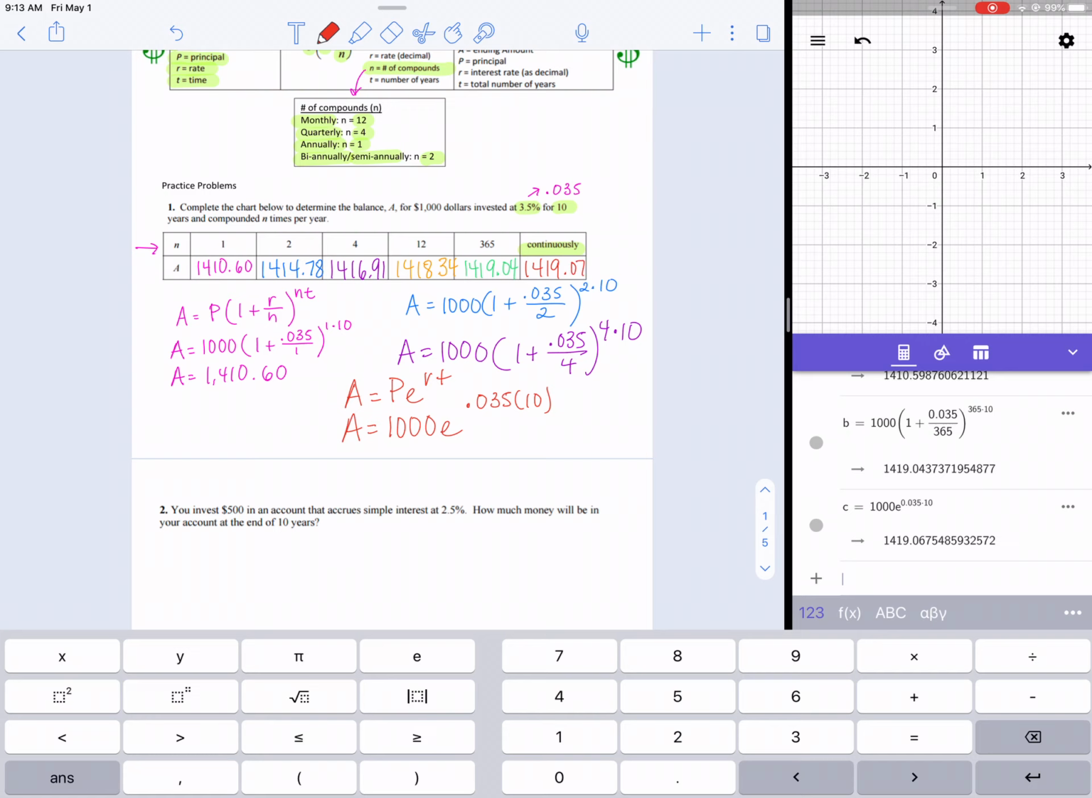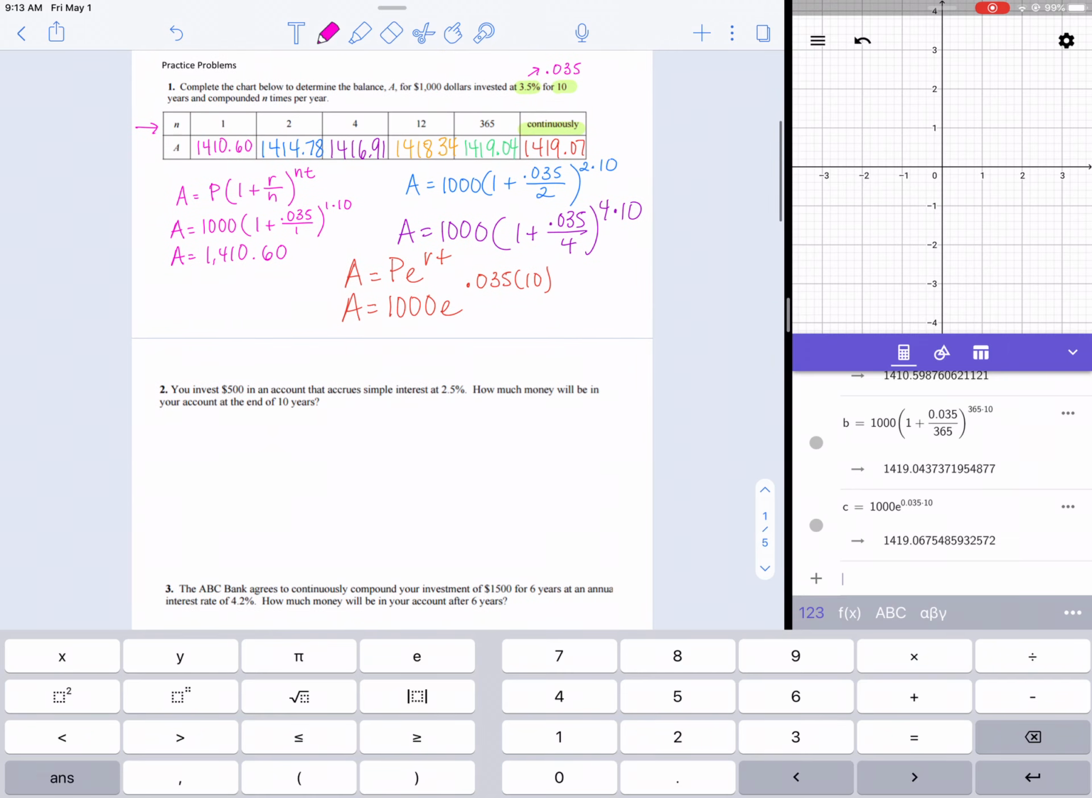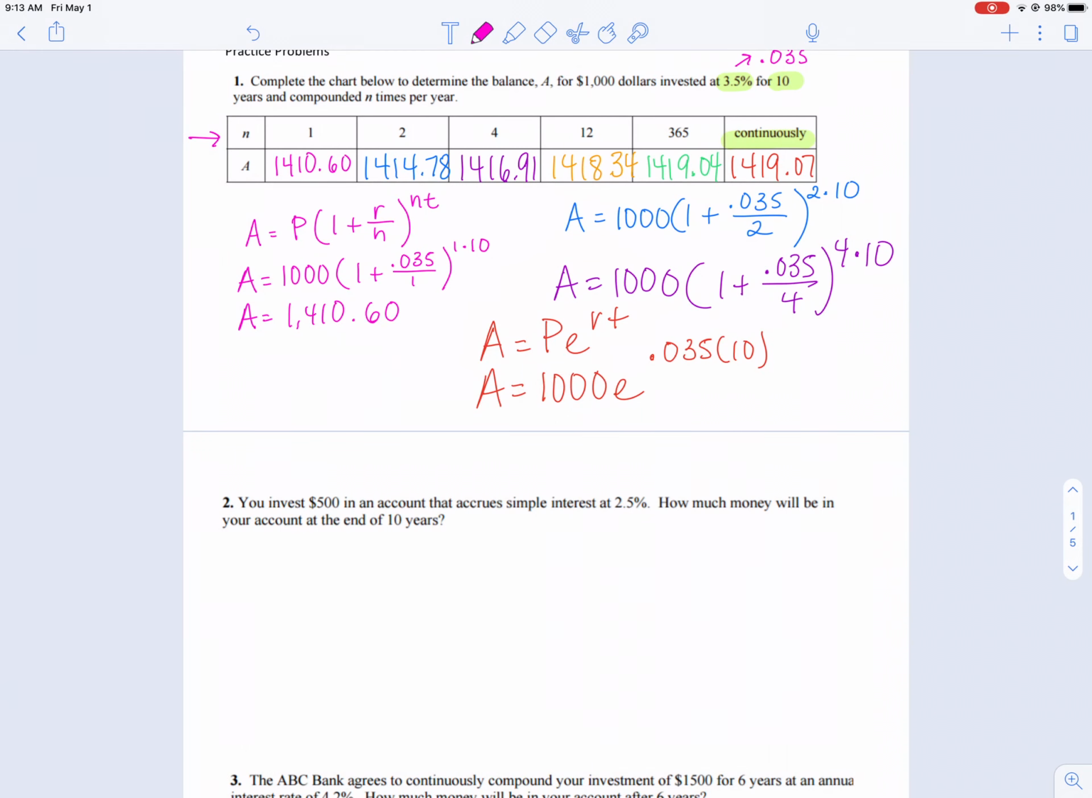$1,419.07. So you literally squeak 3 cents out by doing it instead of every single day. Continuously is like every single second. It's constantly gaining interest. Okay, so guys, straight calculator, being able to understand where the formula is coming from and what formula to use, I think, is the hardest part.